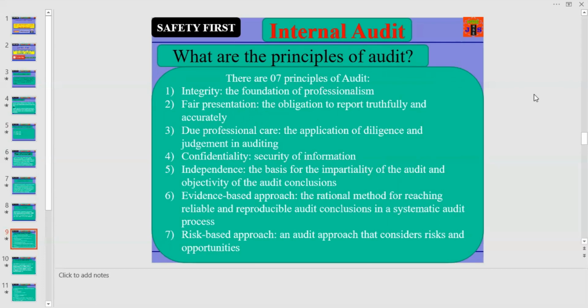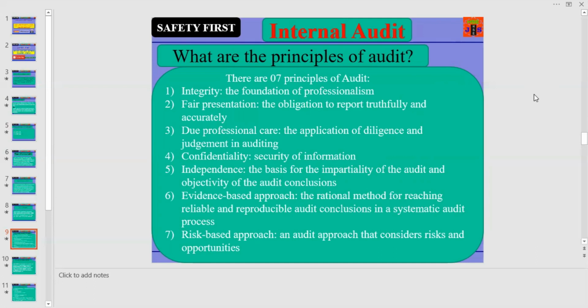There are 7 principles every auditor must know. What are these? Number one, integrity, the foundation of professionalism. Number two, fair presentation, the obligation to report truthfully and accurately. Number three, due professional care, the application of diligence and judgment in auditing. Number four, confidentiality, security of information.